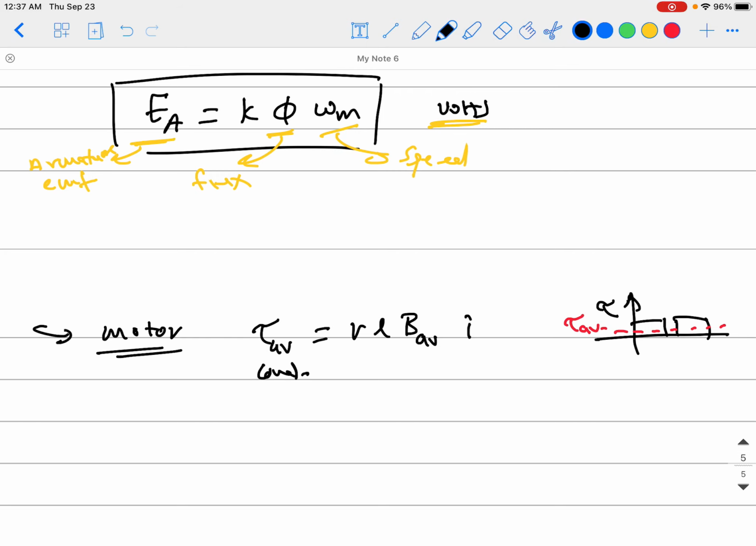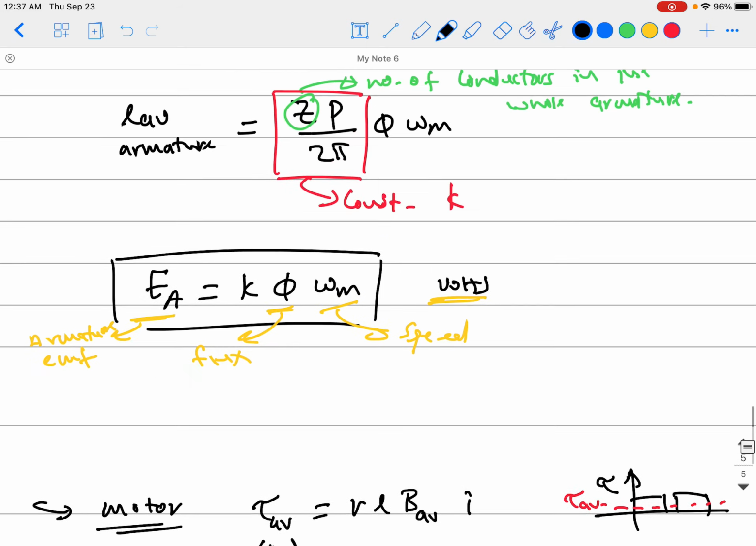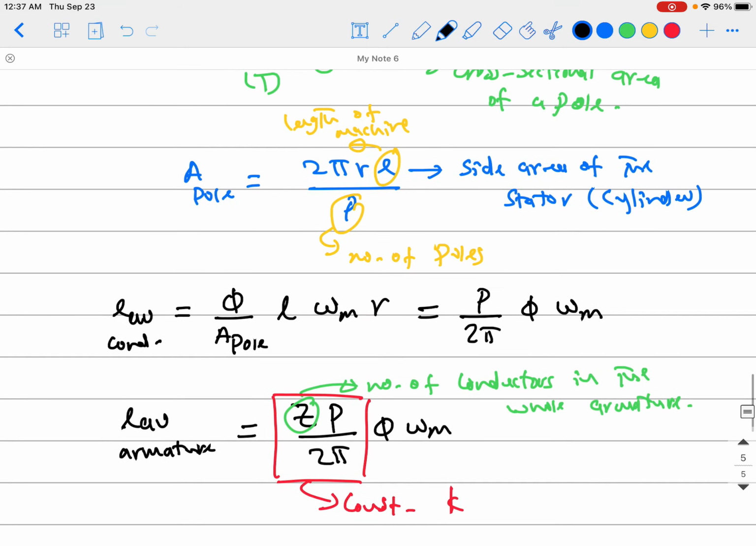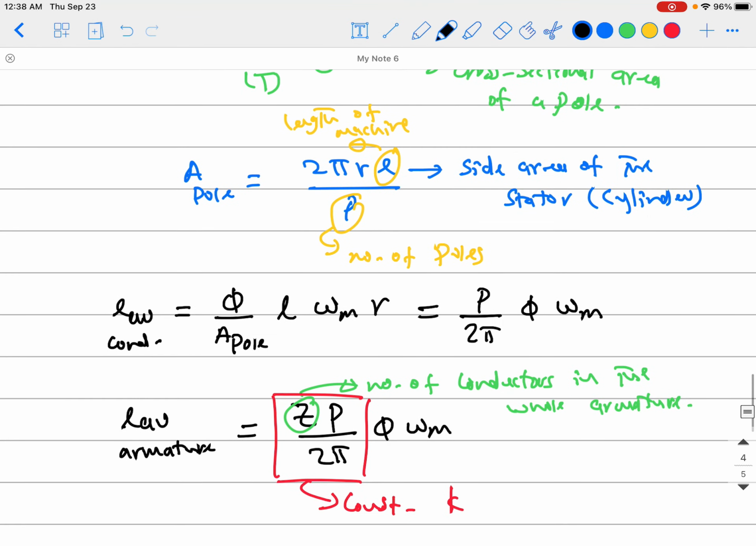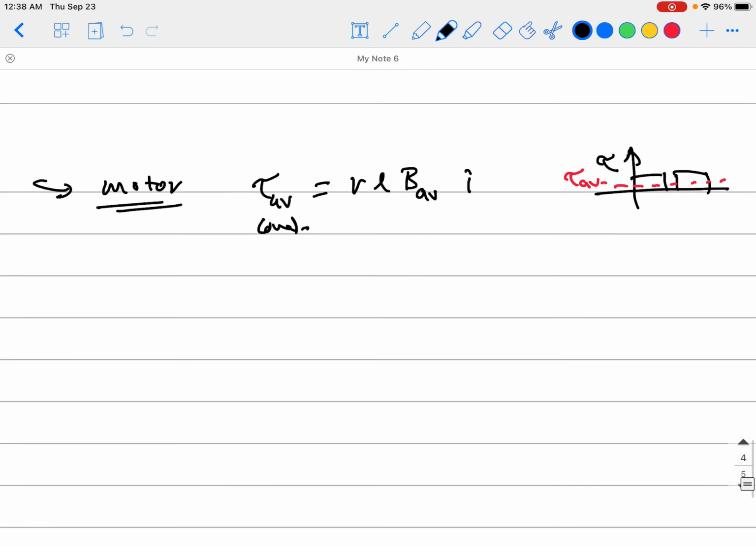So you get it from the average value of the flux density. It is the same equation of the flux density as before, phi divided by A pole, and A pole is 2 pi RL divided by P. Okay, if you put the same thing here, it will give you the same thing. The torque of the whole armature equals the same constant K multiplied by phi multiplied by I armature.